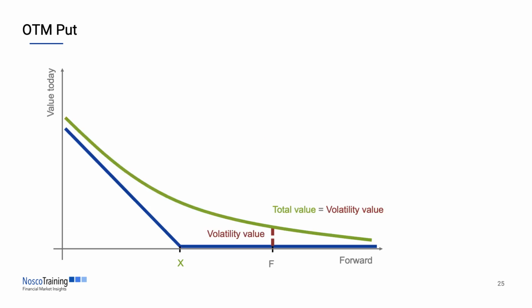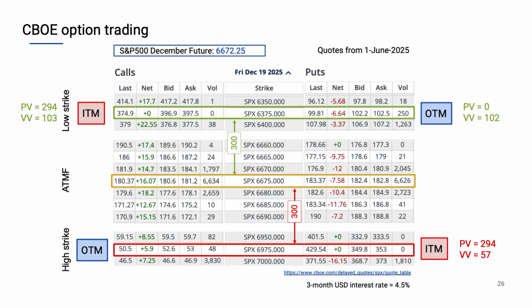We can perform the same exercise for the green out of the money put. In this case, the diagram makes it clear that the put option consists entirely of volatility value, as there is no parity value. Returning to the option table, we now decompose the red in the money put with the 6,975 strike. The parity to the forward is again about 300 points. Discounted to today, this gives a parity value of approximately 294. Based on the mid-market price of 351, the remaining volatility value is 57.